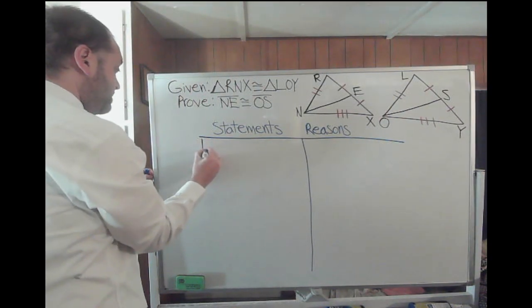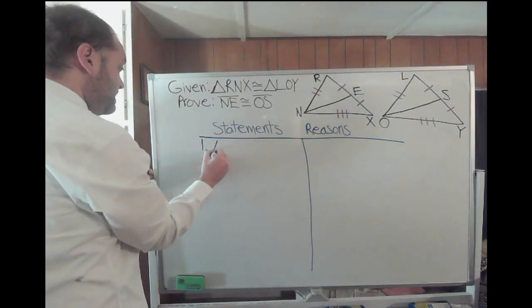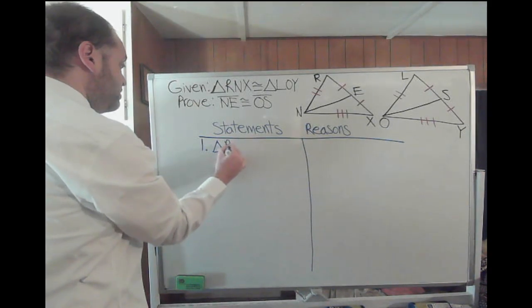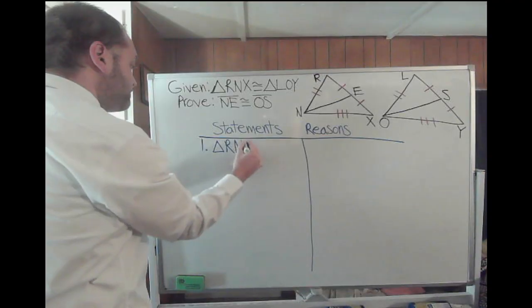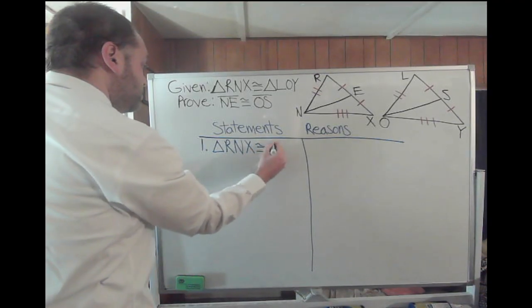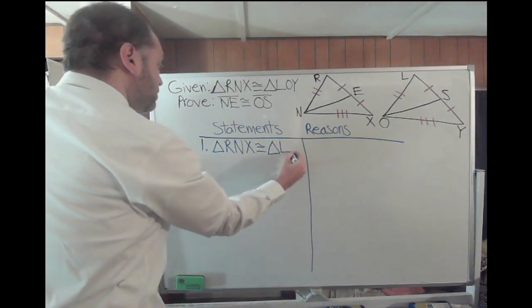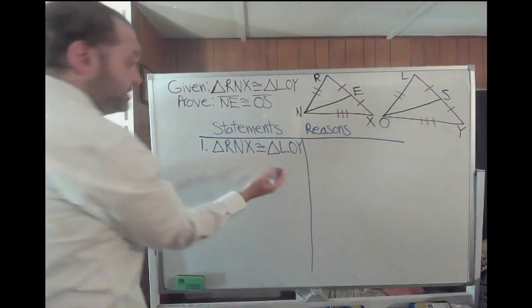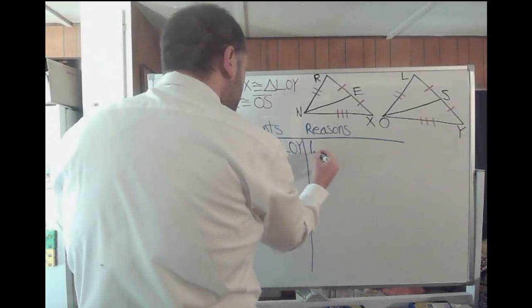First, of course, we want to state the given information that triangle RNX is congruent to triangle LOY. The reason, of course, that was given to us.